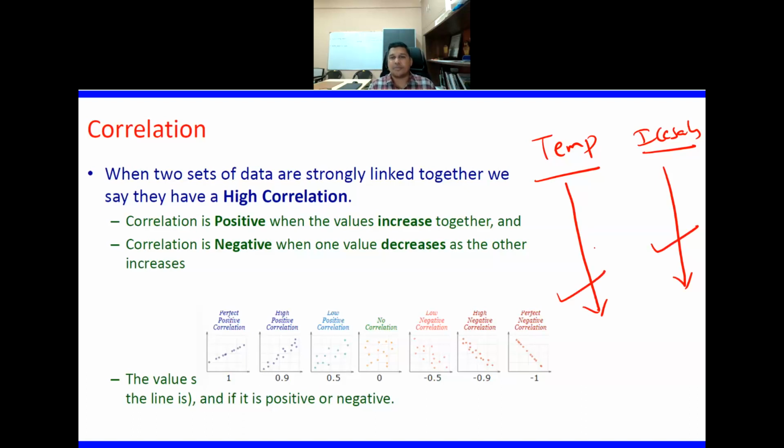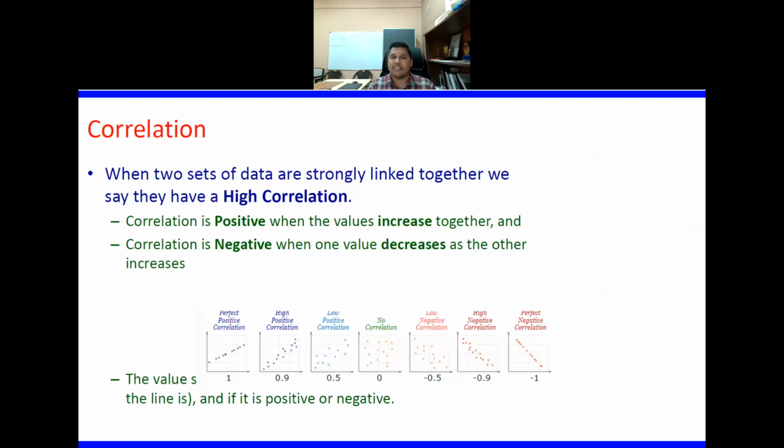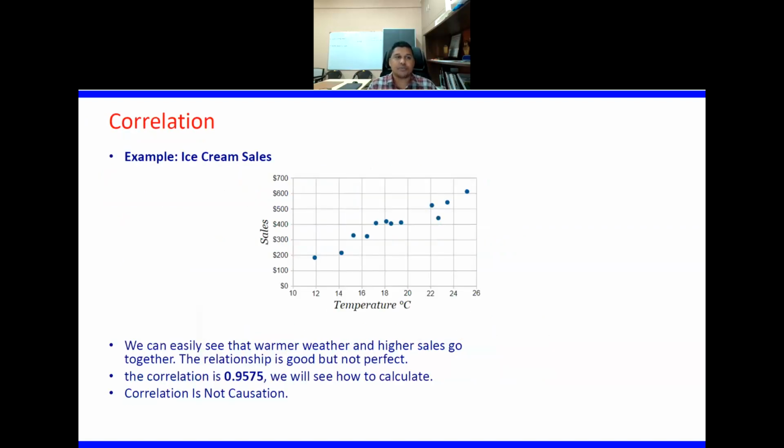Two different data sets, how they are linked to each other, that we are trying to tell using correlation. To find out correlation, we need covariance and variance also. So these are a few examples: positive correlation, highly positive, low positive, no correlation. We can find out the values.